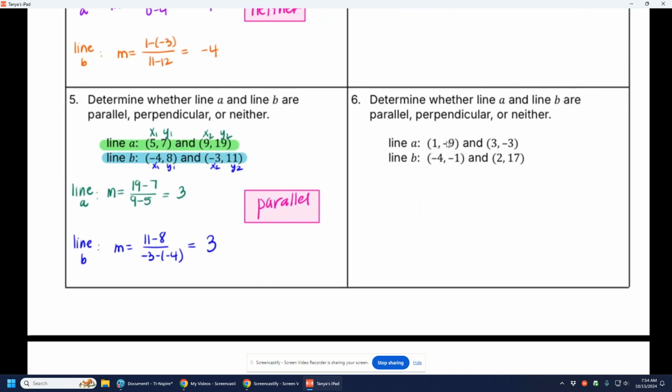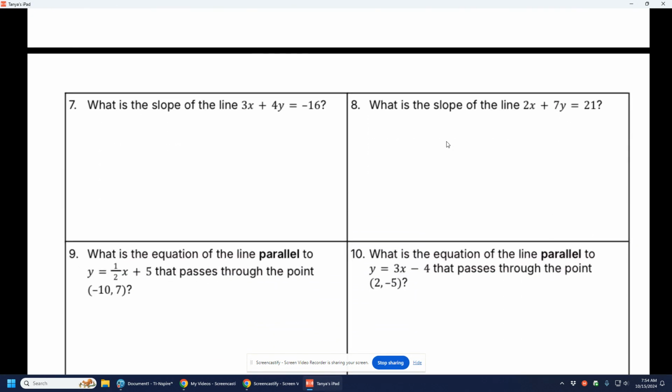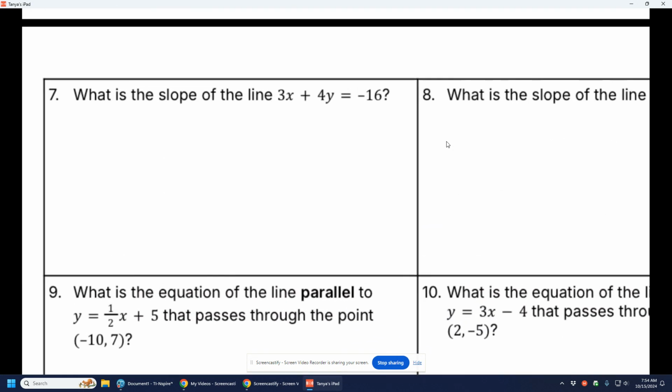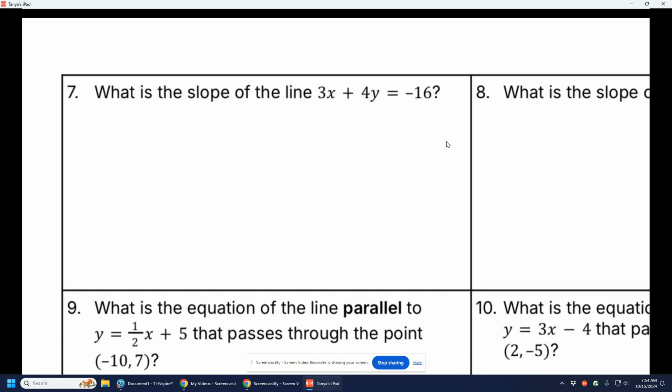Okay, now let's look at the back of the page. Number 7, what is the slope of the line 3x plus 4y equals negative 16? So normally we say the slope is the number in front of x, but that's only when it's in slope-intercept form, and right now it's in standard form. So to remind you, and it's on the front of your page, slope-intercept form is the one that looks like this, y equals mx plus b. And then once we get it to this point, we know that slope is this number.